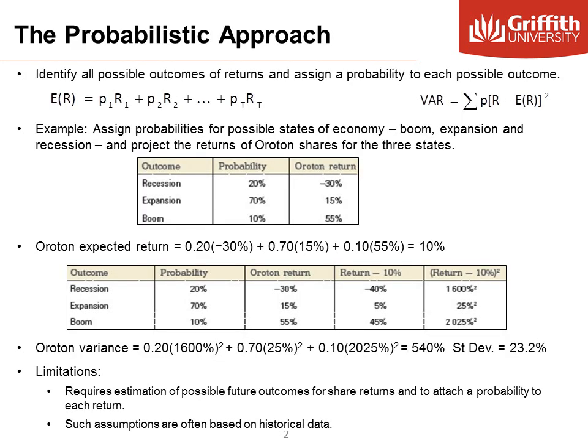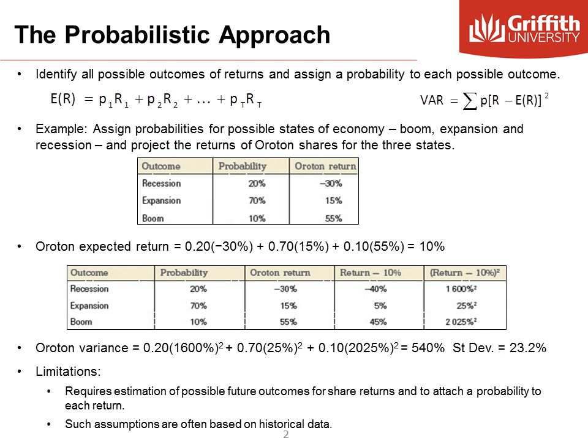The second method of calculating expected returns is the probabilistic approach. Here, all possible outcomes of returns are identified, and a probability is assigned to each outcome. The expected return is the sum of all possible outcome returns weighted by their respective probabilities.